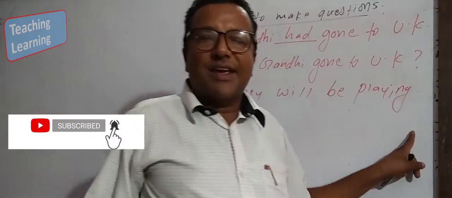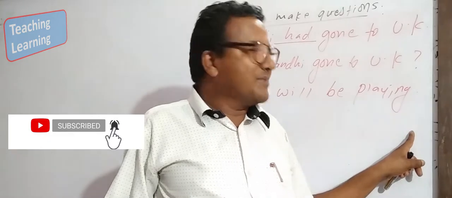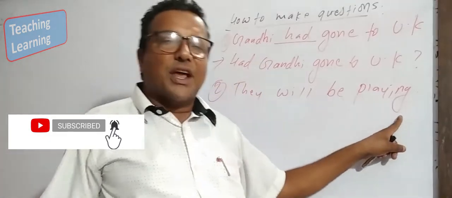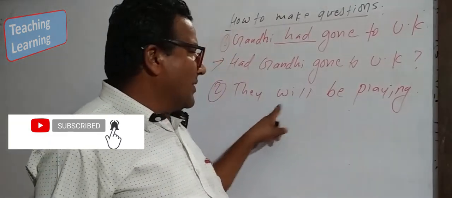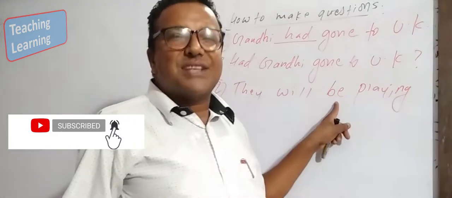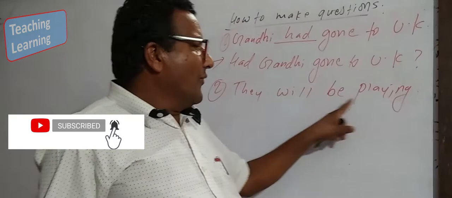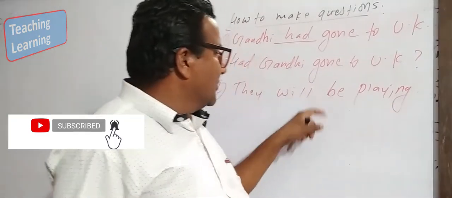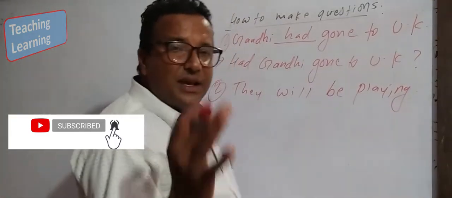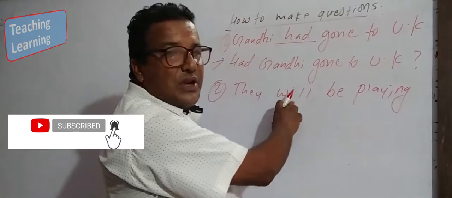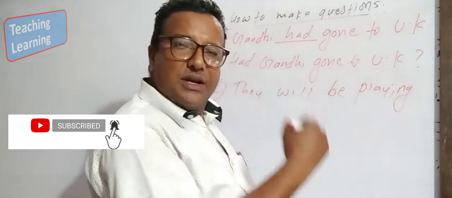They will be playing. There is no object. They will be playing. There are two auxiliary verbs. Be verb is also used as an auxiliary verb. They will be playing. There are two. Then to make the yes question, only the first auxiliary verb is used before the subject.